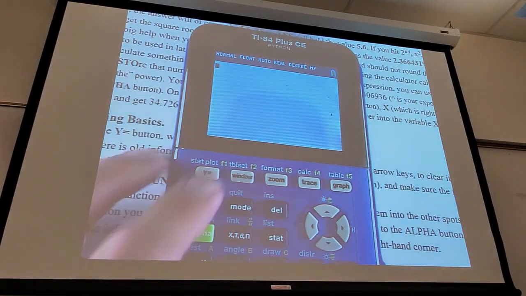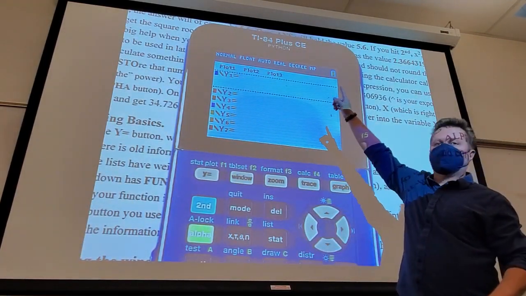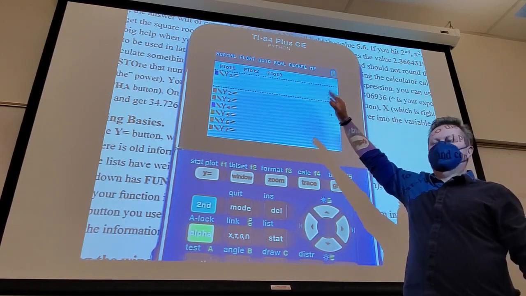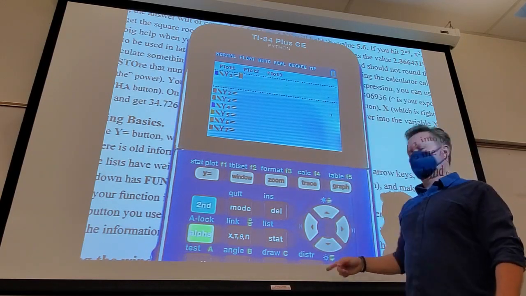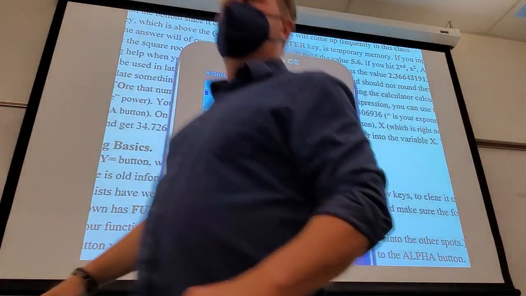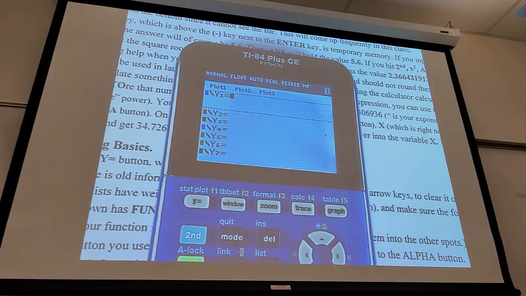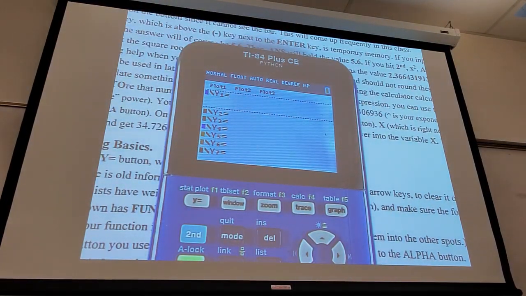So if you hit y equals, let me know if it doesn't look like this. Let me clear that out. Does everybody get y1, y2, y3? And is anything in those? Go ahead and clear them out if there's anything in there. Just go to it and then hit the clear button. All right. Everybody doing okay? See if the y equals is right there. There we go. Now you got some nifty other stuff on there, but I'm not going to worry about that too much.